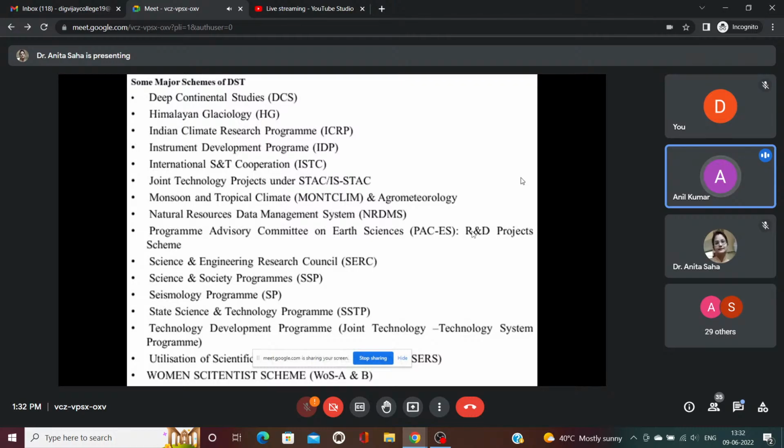So DST or the DBT or CSIR are not limited to the science people only. They are open for the arts and humanities people. These all programs are target oriented. So to achieve the target, the researchers of the social science and researchers of the natural science should collaborate with each other, and thereafter they should apply.